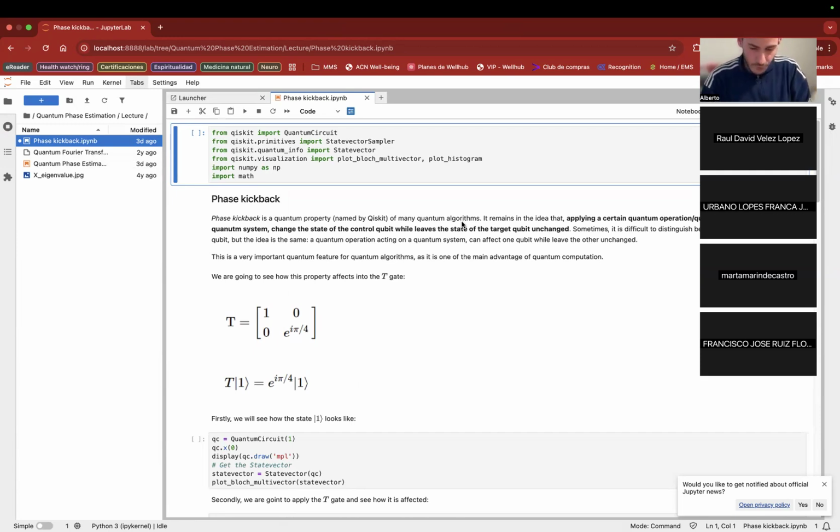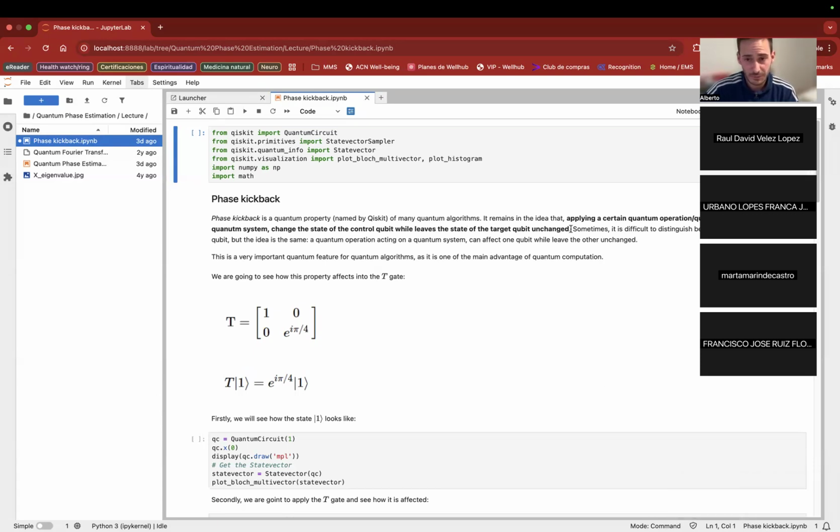I am following the old Qiskit learning documentation, I think it is deprecated now. They call this quantum physics effect, which for me is intrinsic to quantum mechanics and is the main property for quantum algorithms, the reason why it's so powerful. This is how Qiskit calls it, and I call it the same: phase kickback.